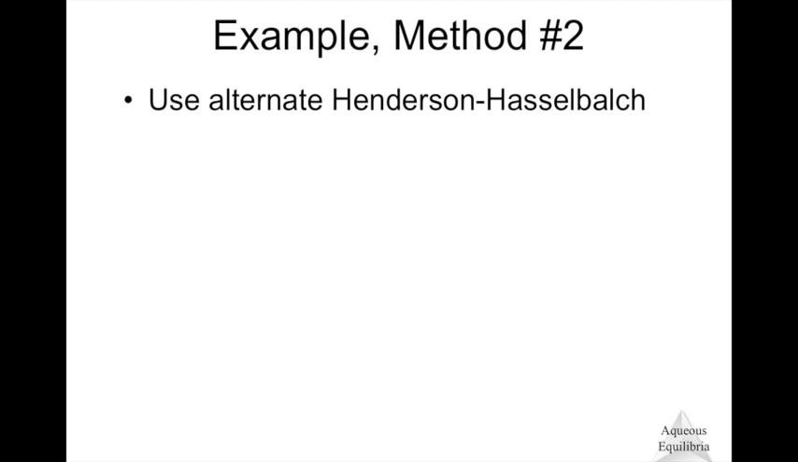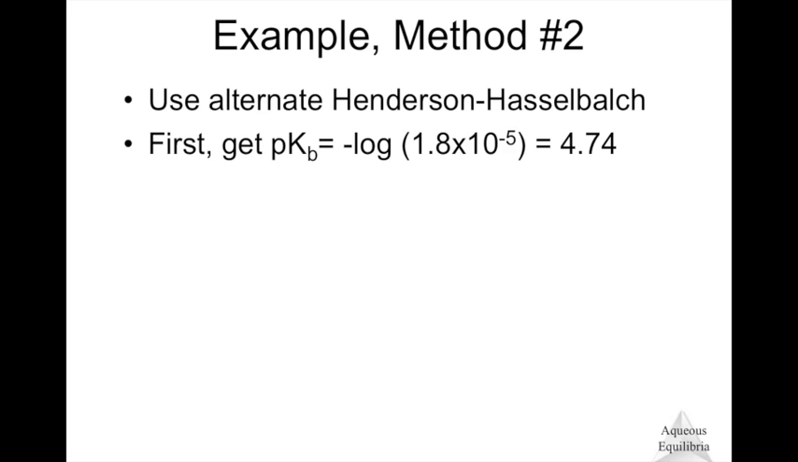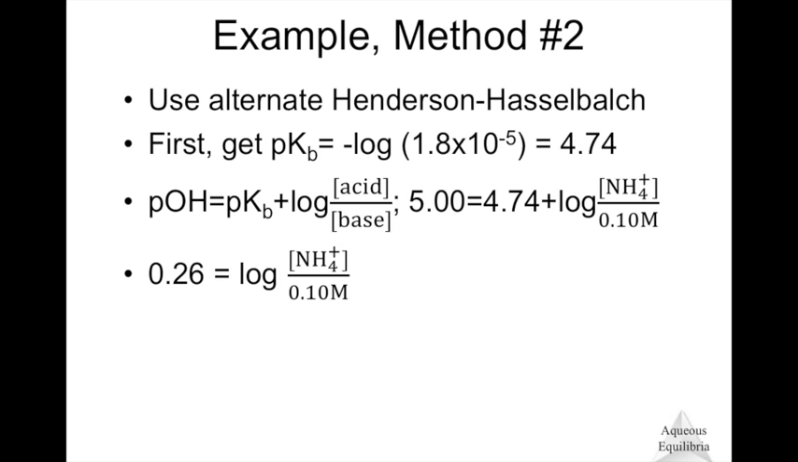So like I said, there's a different way you could do this. You could also use Henderson-Hasselbalch. In this case, we're working with a base, so we can use that alternate Henderson-Hasselbalch. First, to do that, we would have to get our pKb value, which is really easy to do because it's just the negative log of Kb, so 4.74, and plug that in.